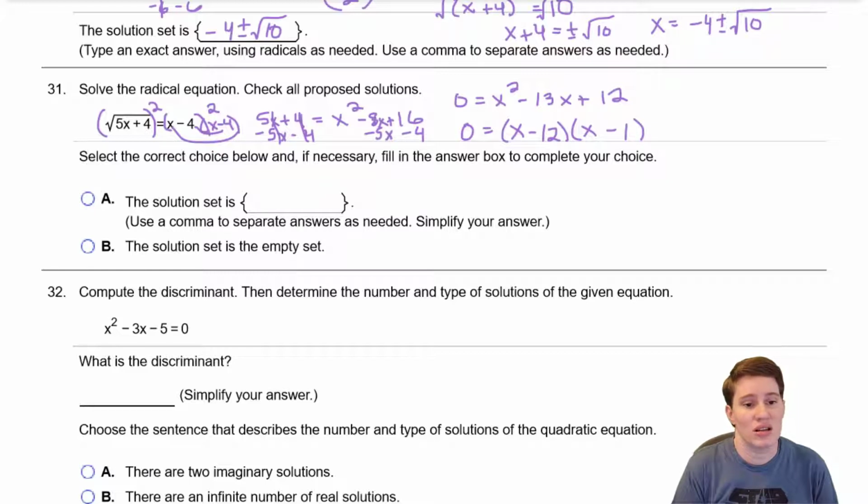So we'd say, well, what makes these 0 in order to finish solving? So that means that we get positive 12 and positive 1.